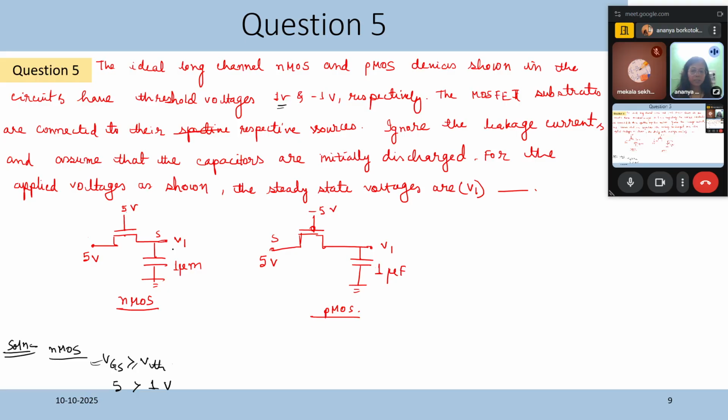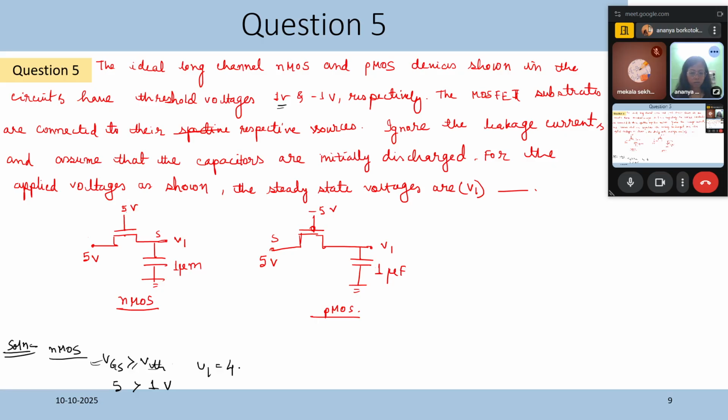But what happens if V1, the source voltage, or the capacitor is charged till 4 volt? When it is 4 volt, then VGS is 5 minus 4, that will be 1 volt, right? Which is equal to the threshold voltage. Now this transistor will still be on in this case, but the voltage cannot increase beyond 4 volt. V1 is equal to 4 volt.